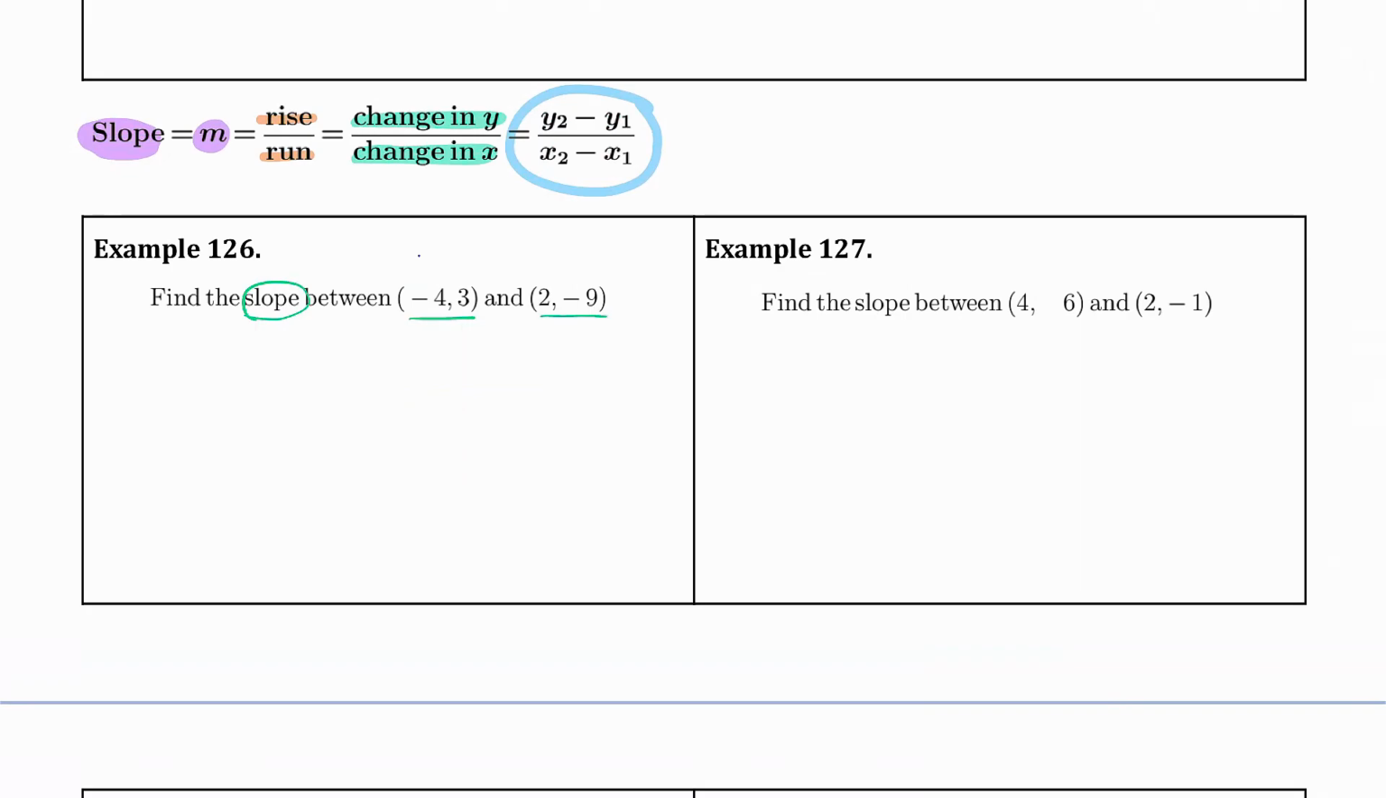So I'm going to go ahead and label my points, x1, y1, x2, y2. And I'm going to go ahead and kind of draw like the backbone or the skeleton or the outline of this.